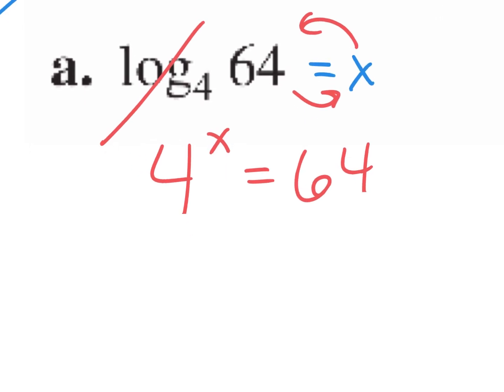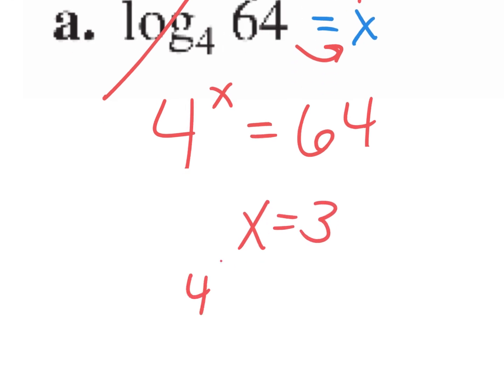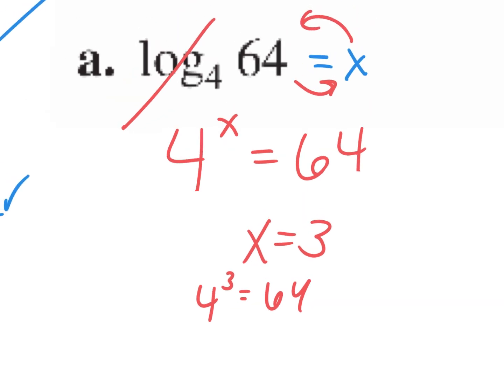This now, you guys, what is this question saying? 4 times itself, how many times gives me 64? What's the answer? 3. X equals 3. How can you check it? Well, 4 to the 3rd power equals 64. Is that a true statement? Yes. Some of you may look at that and be like, oh, well, what log 4 of 64 means is, how many times does 4 times itself gives me that number in front? Fine. I just don't think a lot of us think that way, so that's okay.